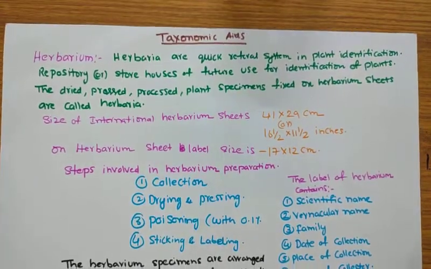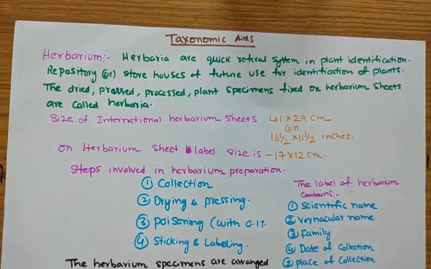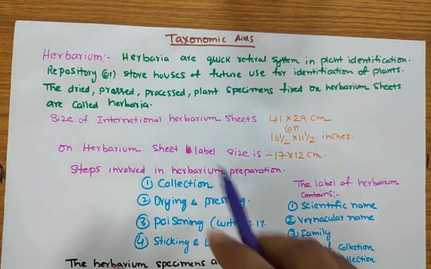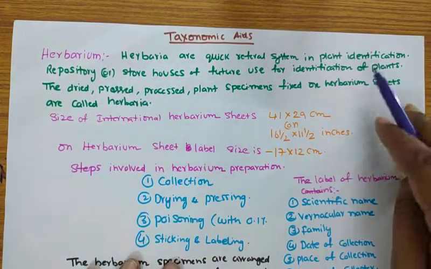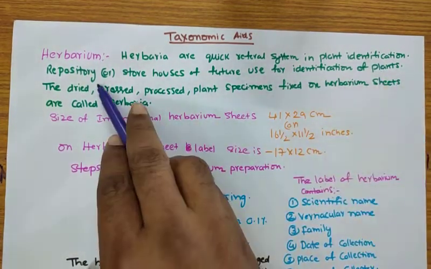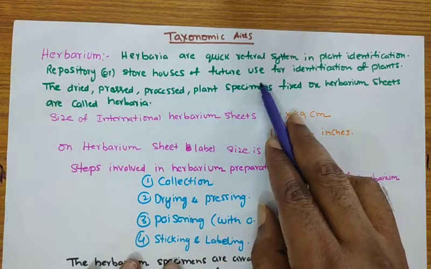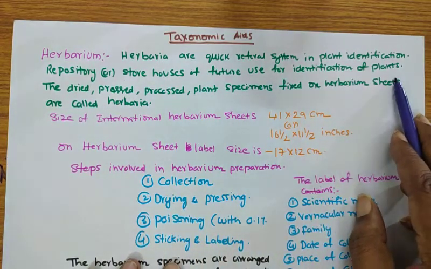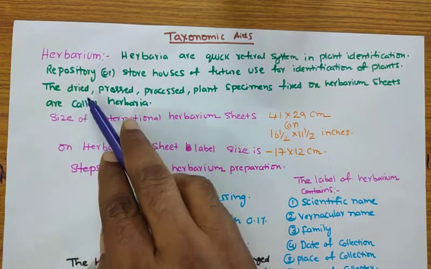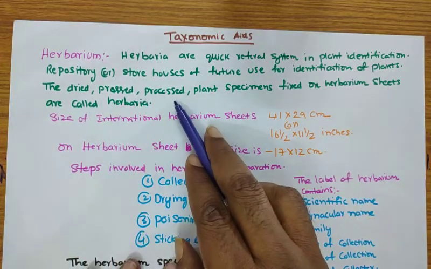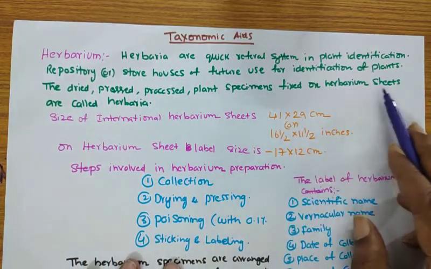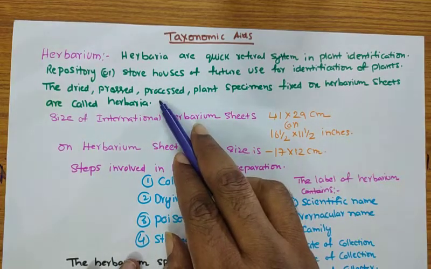And finally, we are discussing taxonomical aids. Different taxonomic aids are there. The first one is herbarium. Herbarium is the quick referral system in plant identification. It is a repository or storehouse for future use in identification of plants. What is the meaning of herbarium? The dried, pressed, processed plant specimens fixed on herbarium sheets are called herbaria.